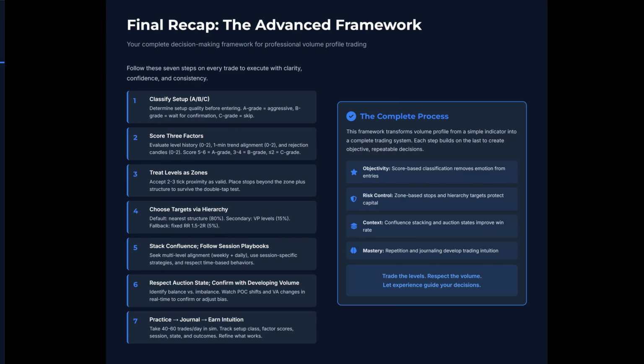Pillar 3. Context. Confluence stacking and auction states improve win rate. You're not taking every level touch. You're waiting for multi-time frame alignment, session timing, and auction state confirmation. The more context you add, the more selective you become. The more selective you become, the higher your edge.